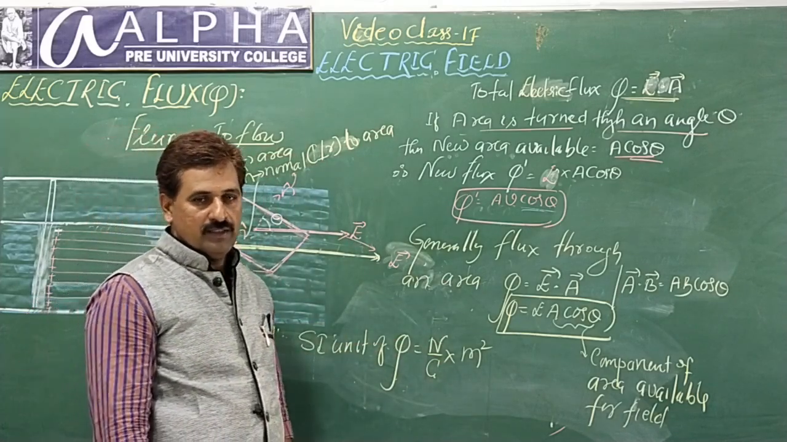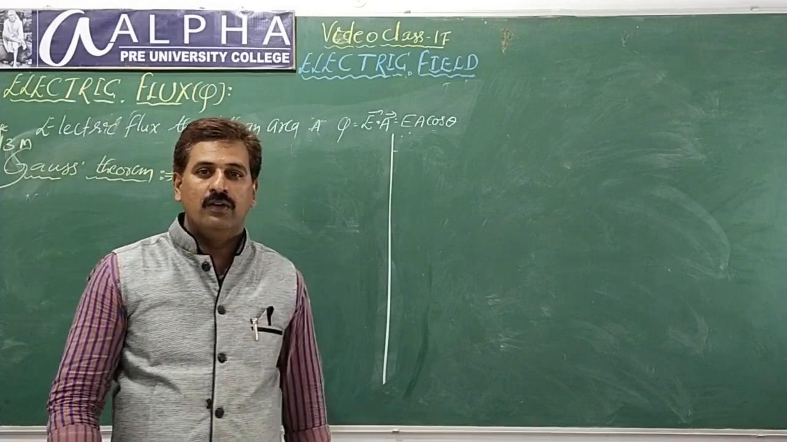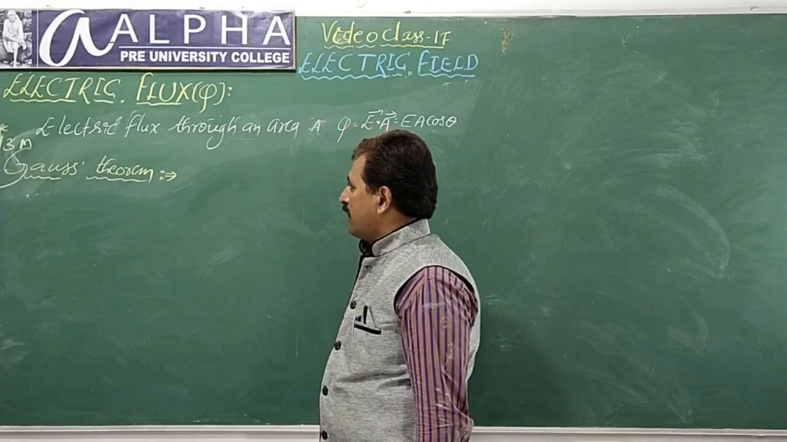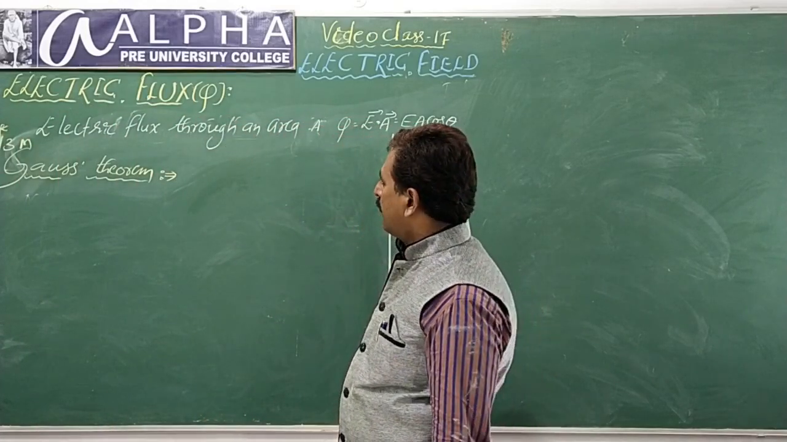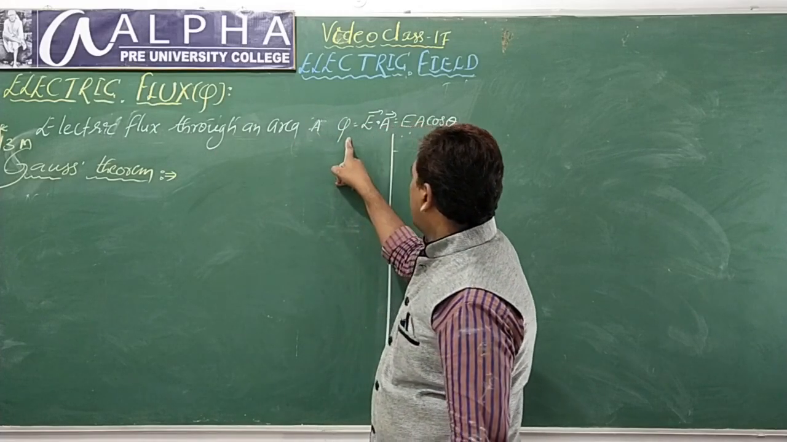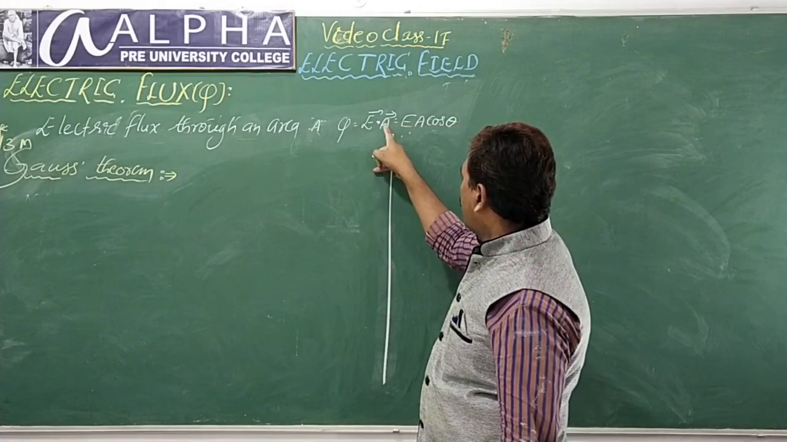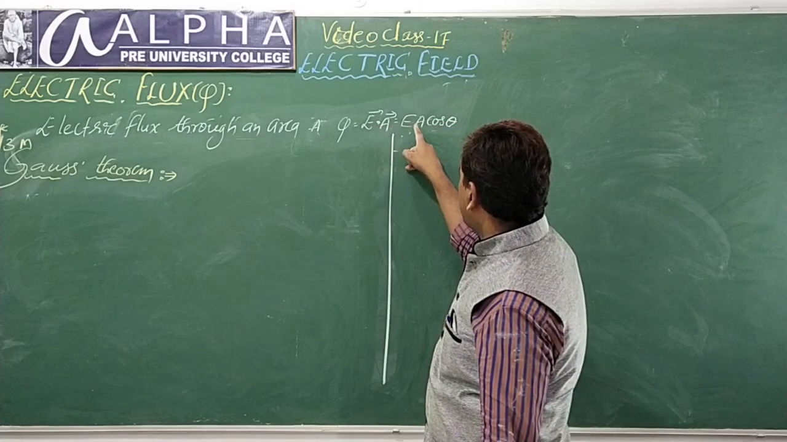No unit. Okay, students, we will now have a quick revision of what we learned so far. That is electric flux through an area. What is that? E dot A, vector E dot vector A, that is EA cos theta.